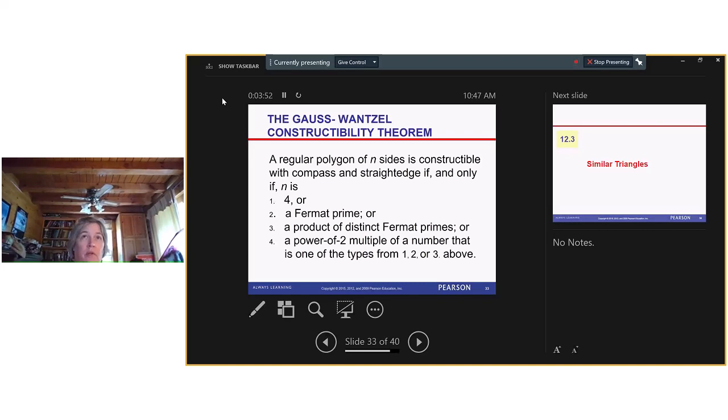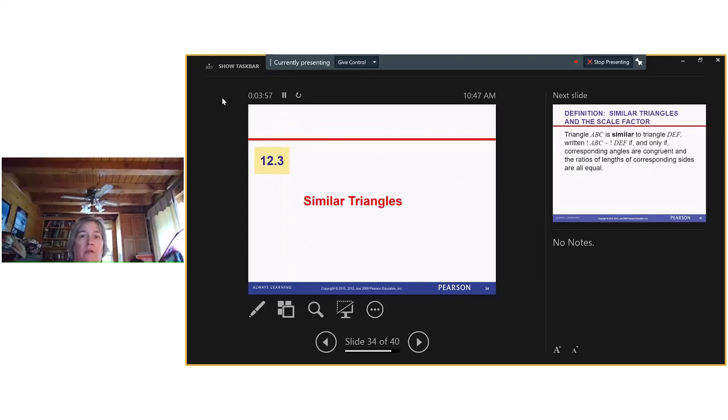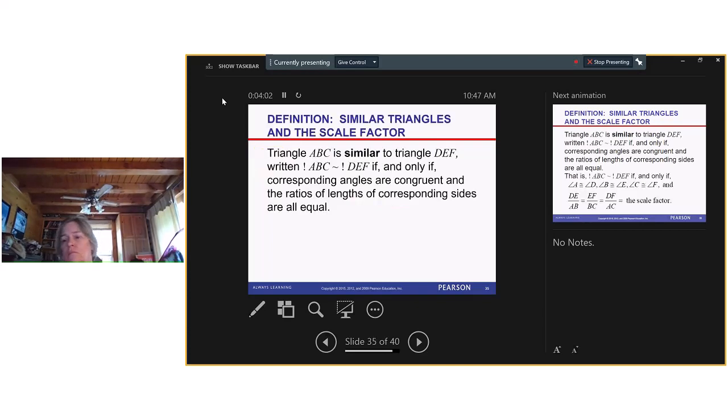So this is the constructibility theorem that he's got. The main thing I wanted to talk about today is similar triangles. And similar triangles, I'll let you look at this.